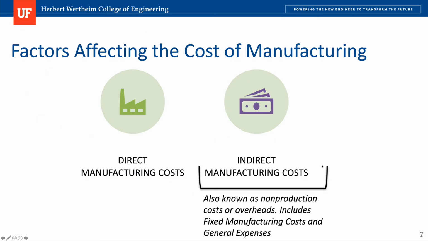There are two main factors affecting the cost of manufacturing. First one is the direct manufacturing cost, and these are all the costs associated to operate the plant, or prime costs, right? So the most important things that we need to operate the activities of the plant. And then there's indirect cost of manufacturing, basically non-production costs or overheads, and this includes the fixed manufacturing costs and the general expenses. These terms may change depending on the reference that you're using, but basically you need to understand there are things that are directly related to the process and things that are needed but not necessarily directed to the process.